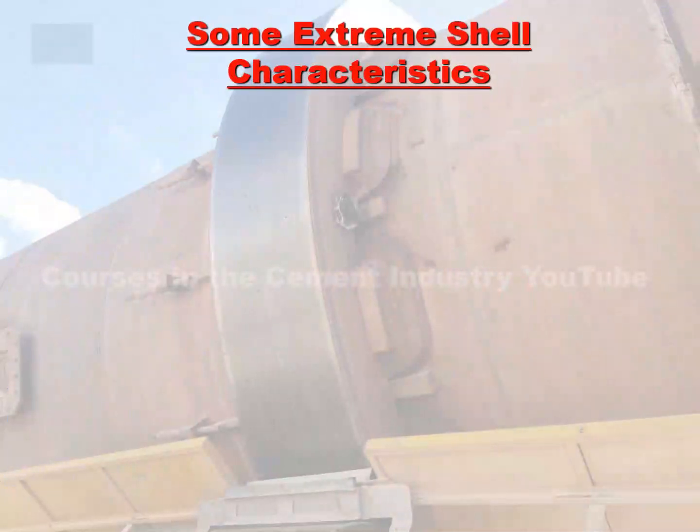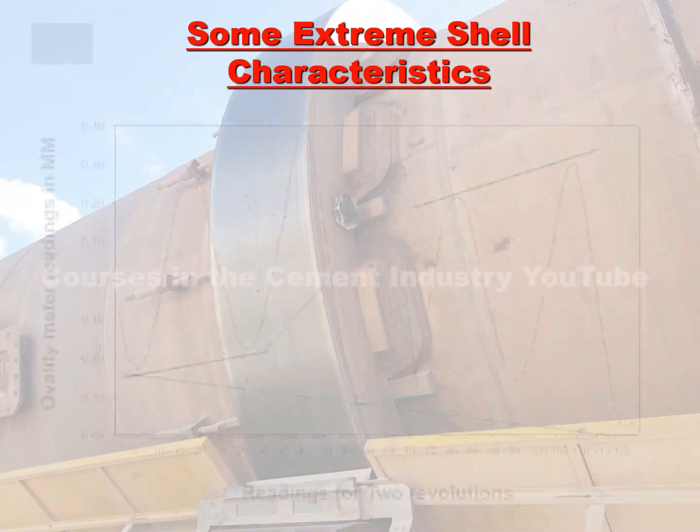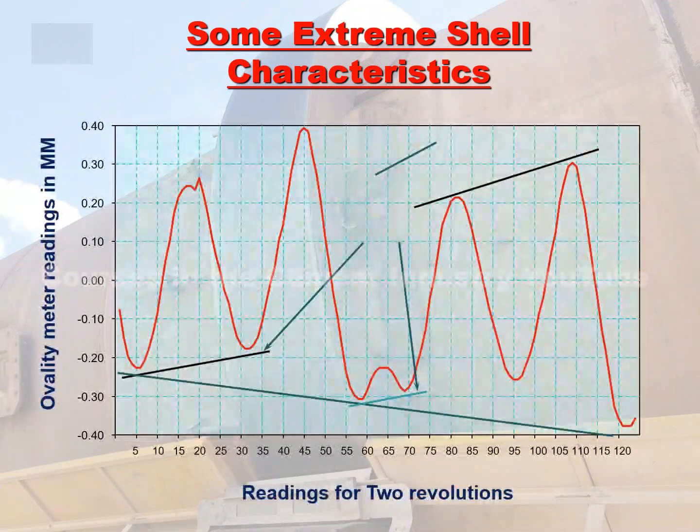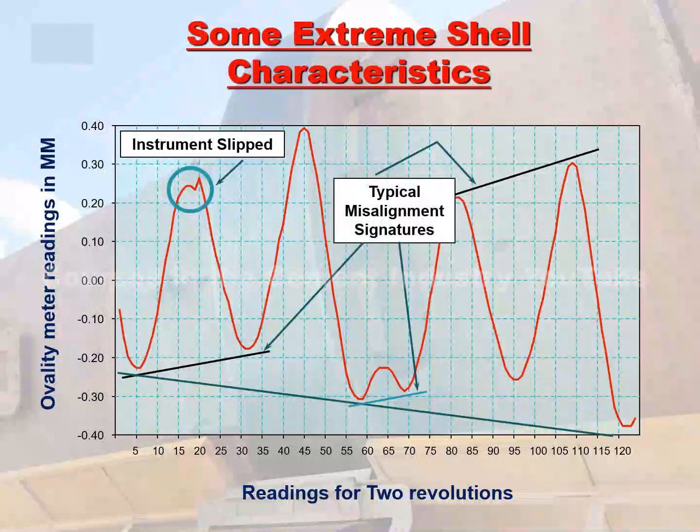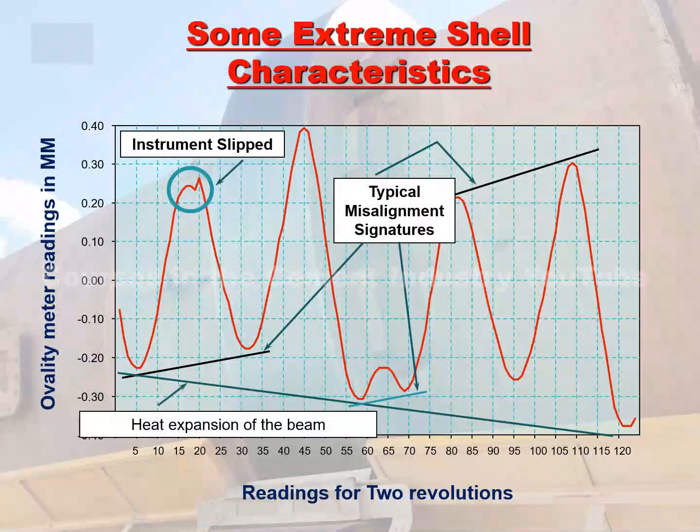Some extreme shell characteristics. See in this diagram. Instrument slipped. Typical misalignment signatures. Heat expansion of the beam.